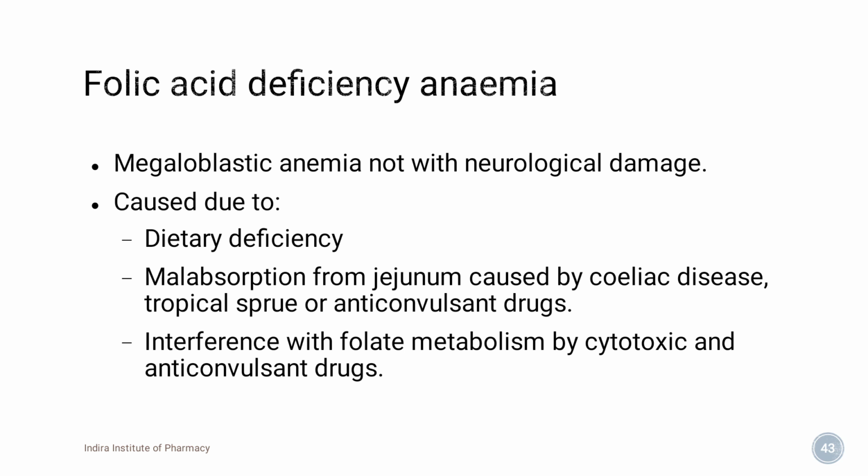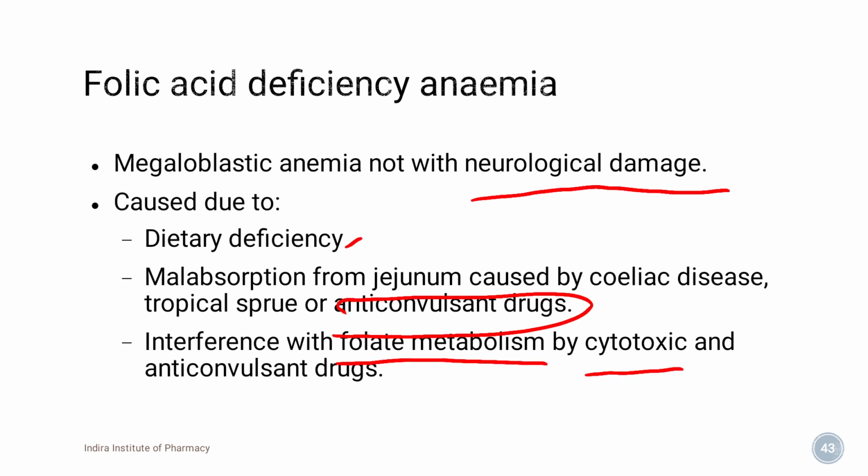Then we have folic acid deficiency anemia. So it is megaloblastic anemia, but without the neurological damage. It can be caused due to dietary deficiency. Then we have malabsorption from the jejunum, caused by celiac disease, tropical sprue, or anticonvulsant drugs. Another cause can be interference with folate metabolism by cytotoxic and anticonvulsant drugs.